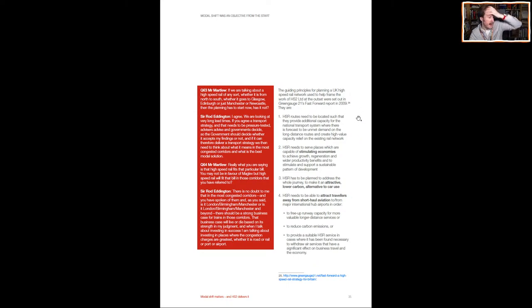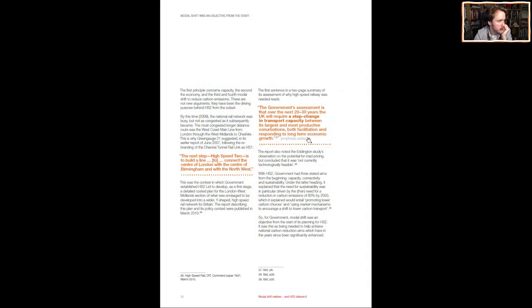But yeah, there's an excerpt that I use, actually, from the original Network Rail report, the pre-HS2 Network Rail report, which explicitly says about releasing capacity in the existing rail network. I'm not going to pay attention to Greengauge 21's Fast Forward report. Let's see, is it going to have the Network Rail quote here? No, it's the command paper, which is about congestion.